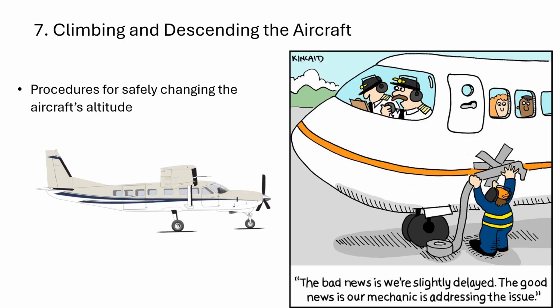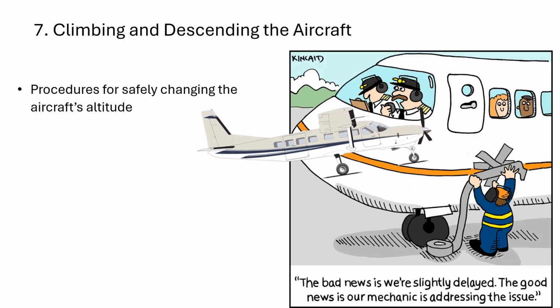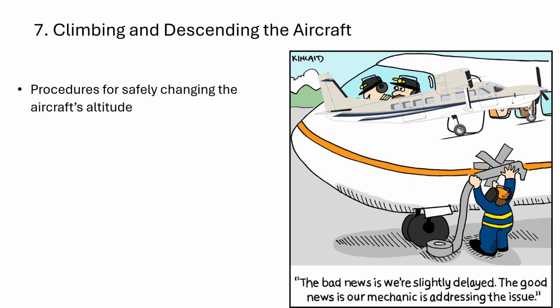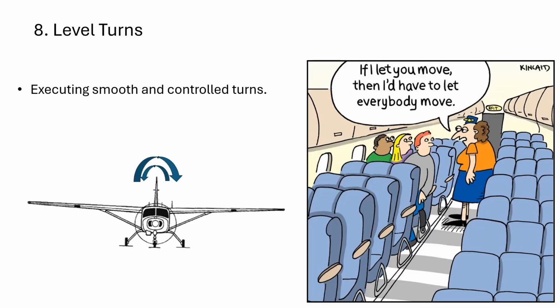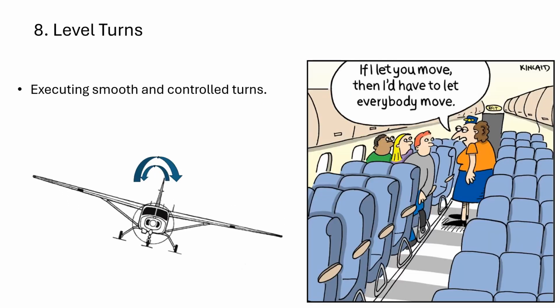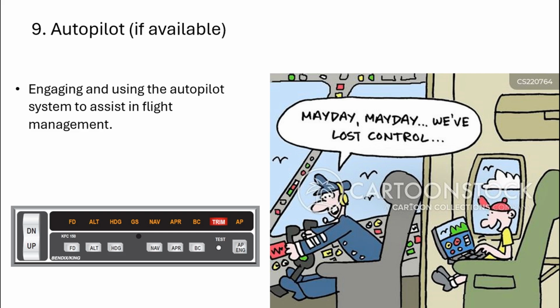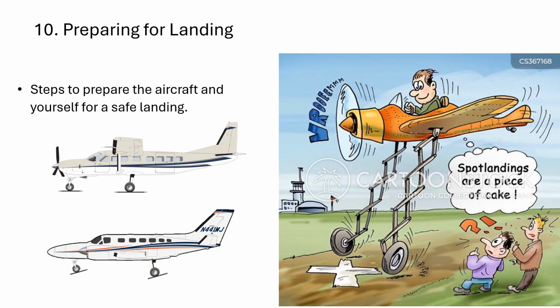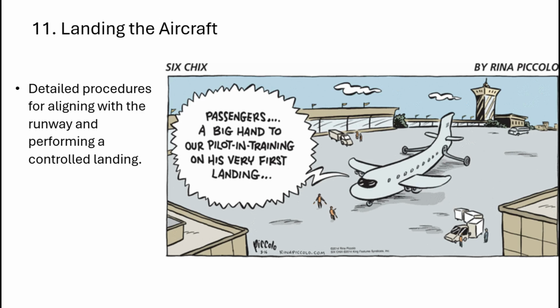7. Climbing and descending the aircraft. Procedures for safely changing the aircraft's altitude. 8. Level turns. Executing smooth and controlled turns. 9. Autopilot, if available. Engaging and using the autopilot system to assist in flight management. 10. Preparing for landing. Steps to prepare the aircraft and yourself for a safe landing. 11. Landing the aircraft. Detailed procedures for aligning with the runway and performing a controlled landing.